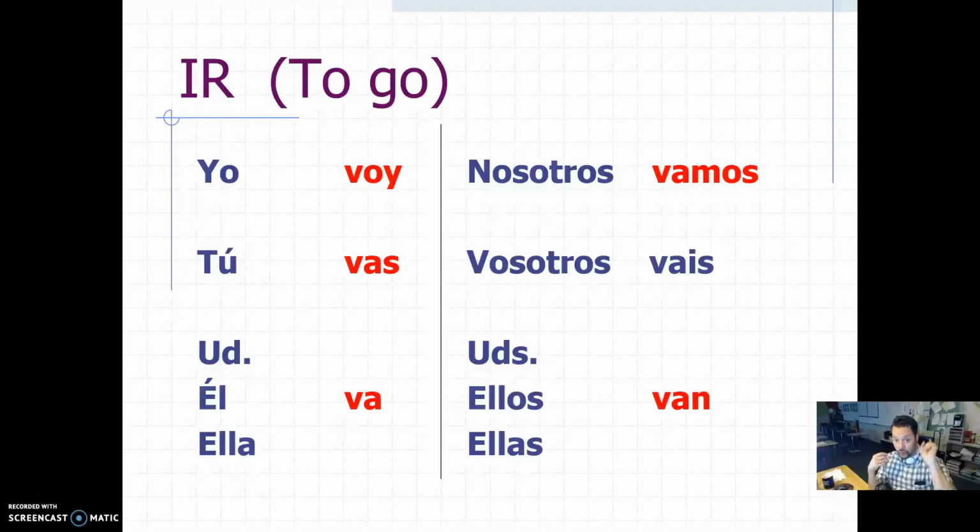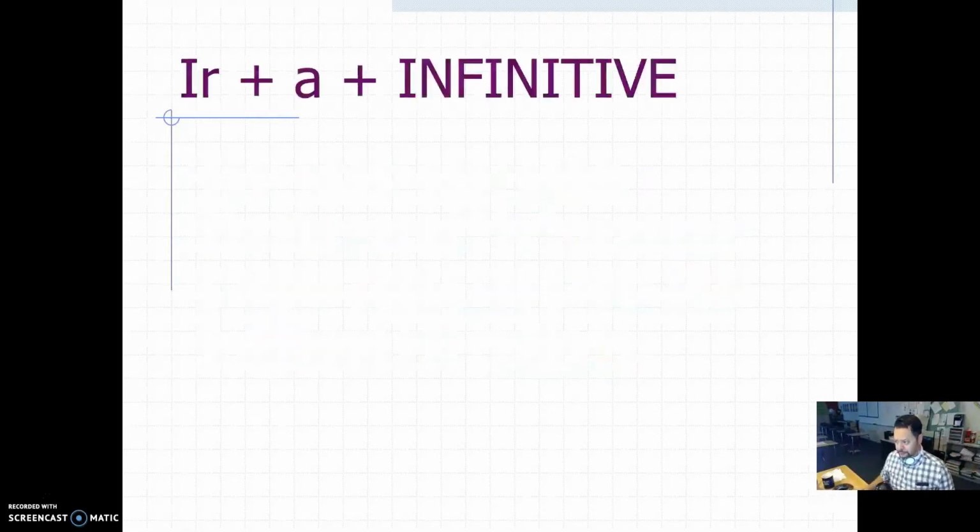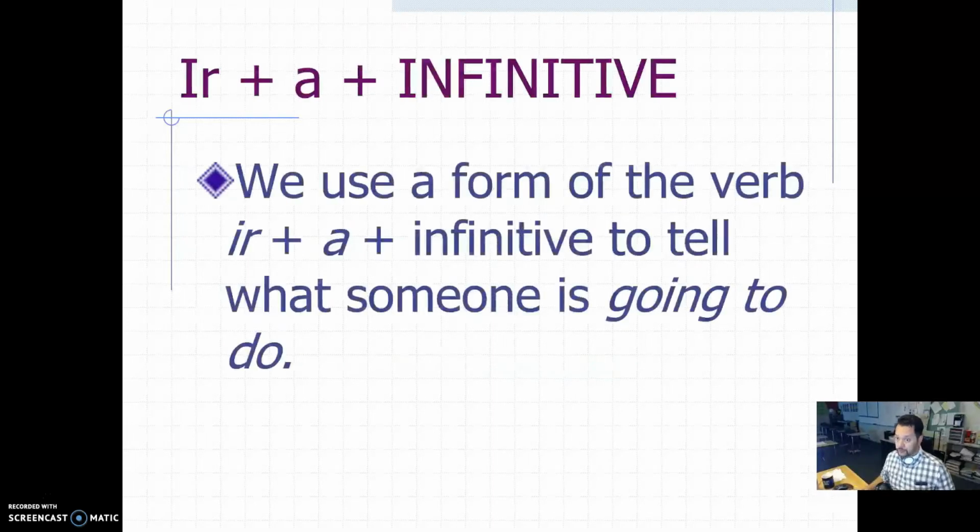Yo voy, tú vas, usted, él, ella va, nosotros, sometimes nosotras vamos. In Spain, they would say vosotros vais. And then ustedes, ellos, ellas van. So voy, vas, va, vamos, van. Those are the 5 flavors of the verb ir in the present tense, okay? So as it turns out, since there's no formula to how the verb ir changes, you're going to have to memorize voy, vas, va, vamos, van, depending on who's going somewhere in the present tense in Spanish.